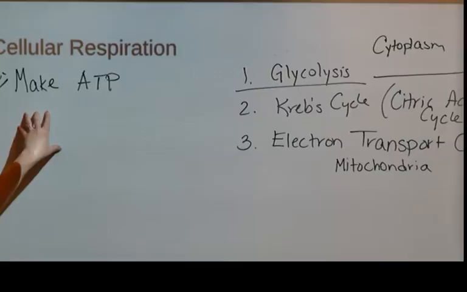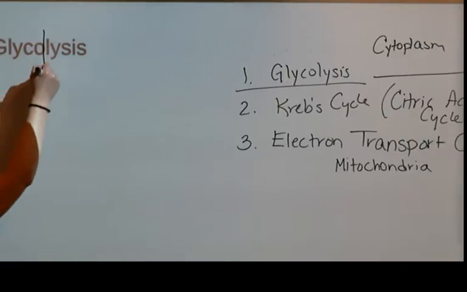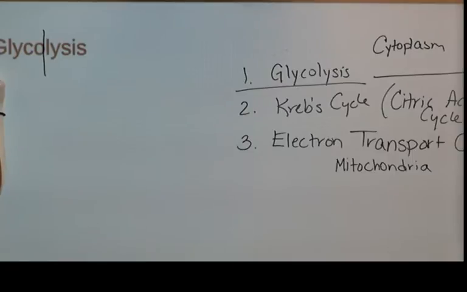So the goal of cellular respiration, though, is to make ATP. All right, so let's start with glycolysis then. That word glycolysis is broken down into two parts: glyco and lysis. Glyco comes from the word glycogen, or we can also say glucose. And we know glycogen is just the way that the polymer is stored.